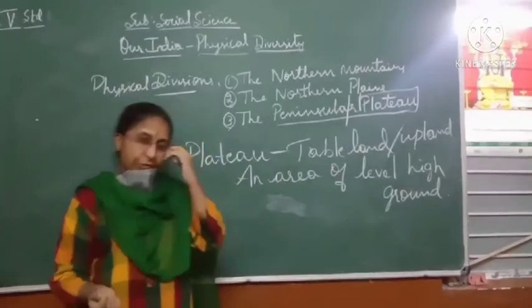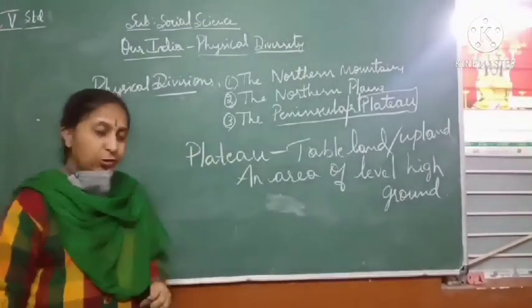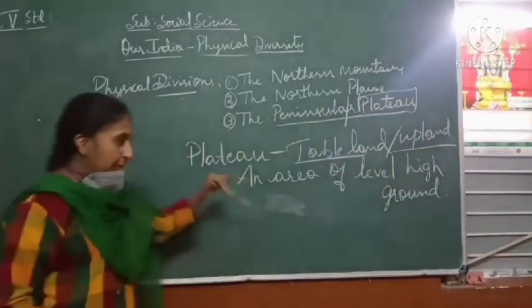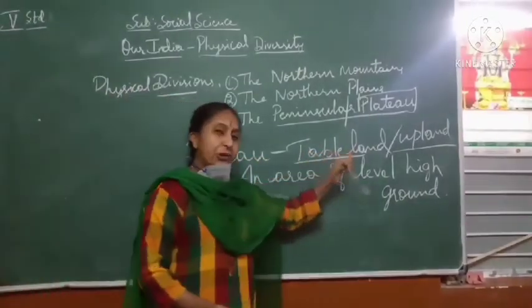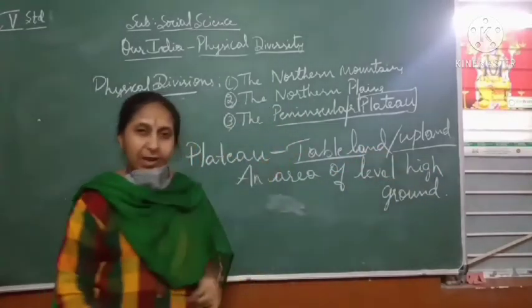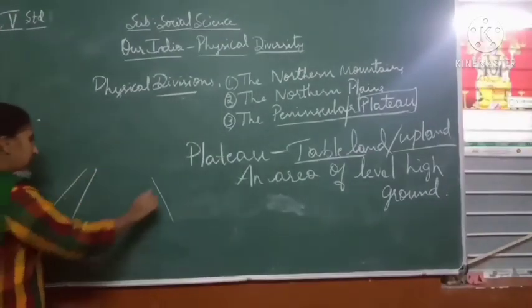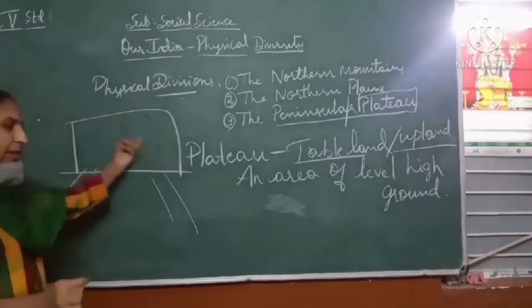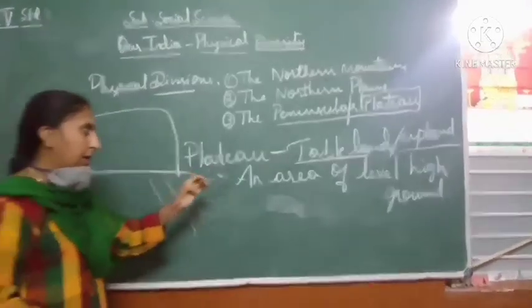What is a plateau? In simple terms, the other terms that we often use for plateau are tableland and upland. Now, you know how a table is, isn't it, children? Four sides will be raised and one plain level land will be there. Such a part of land is called a plateau.